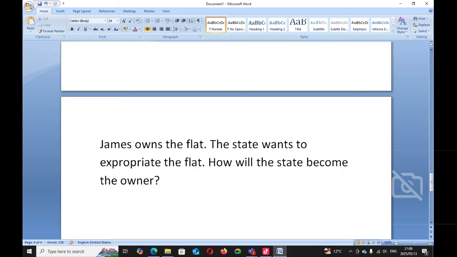The state will issue a notice to the effect that it will expropriate. Yes, you are right. The state will become the owner when they issue a notice. And I told you that you must never forget. The day the state issues the notice, the state is the owner of the flat. Easy as ABC. There is no registration that takes place. The state just issues the notice saying that we are expropriating. Then James will lose immediately, forfeit the ownership. That's all.